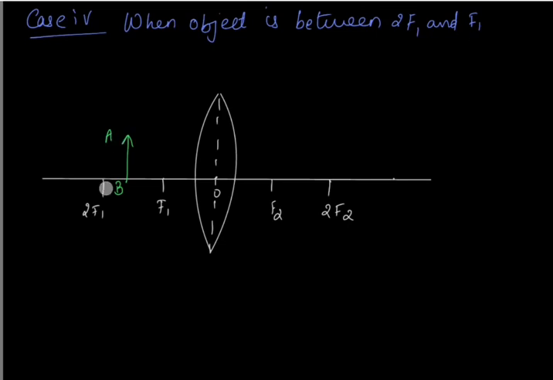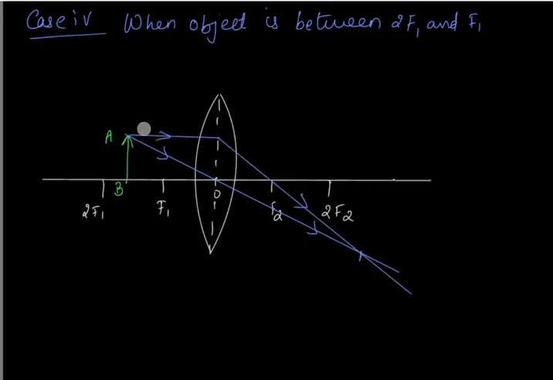So here the object is placed between 2f1 and f1. Here also the name of the object is AB. It is represented by this green arrow. Now, as usual, we will take the first ray, which is passing through the optic center, and the second ray parallel to the principal axis. The first ray, passing through the optic center, goes undeviated. Show the arrow mark for the incident ray as well as the refracted ray.